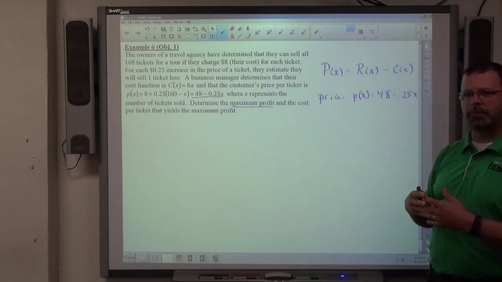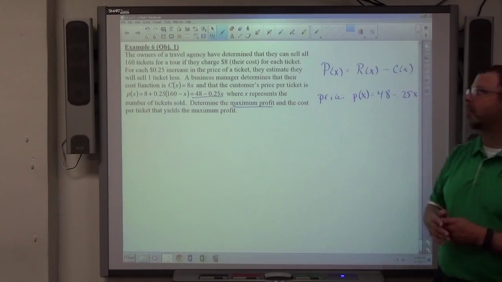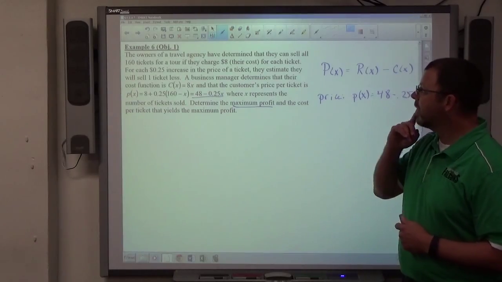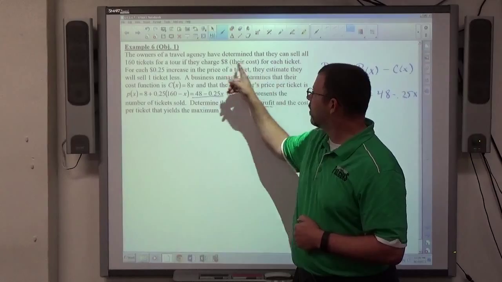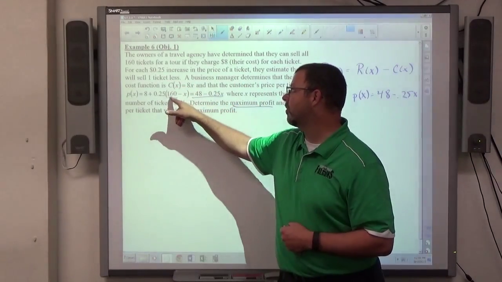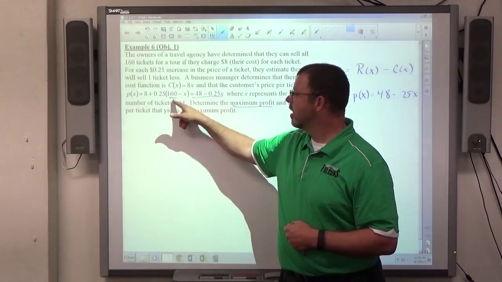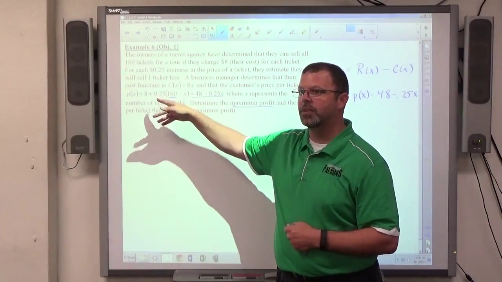Up till now, we've basically done fixed price costs. So something costs $37, something costs 25 cents. Now the price is changing depending on how many tickets are sold. They're increasing the ticket price 25 cents, and they're going to sell one less ticket. So 160 tickets is how many they were going to sell, right? Take one away, and then you add 25 cents to the price of the ticket.